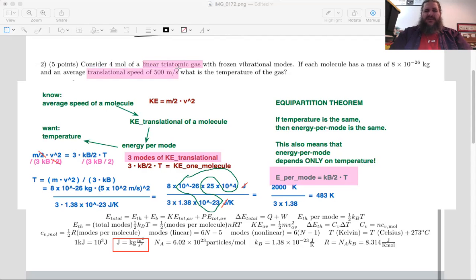That directly ties into the translational kinetic energy. And every molecule has 3 modes of translational kinetic energy because it's able to move in 3 dimensions. So it doesn't really matter what other modes it might or might not have. It's able to move in 3 dimensions, so it's got 3 modes of translational kinetic energy. And those are the only modes we care about in this context because we know something about its translational speed. Any other questions on that one?